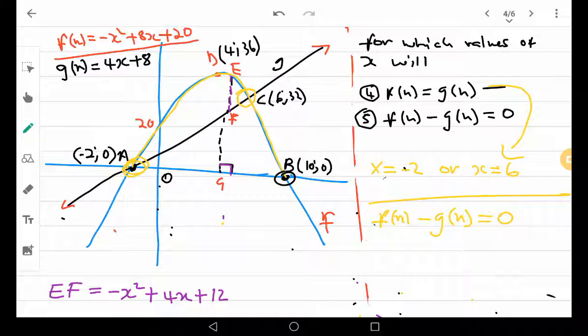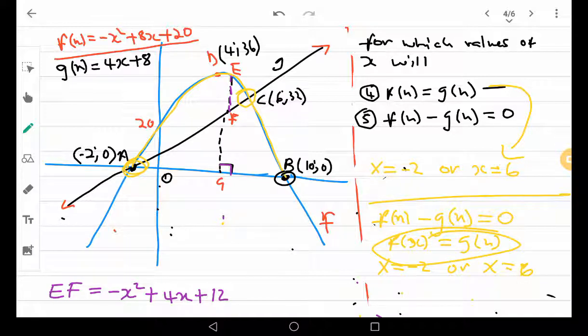This is the general formula that we use to find the distance between two graphs. If we get f of x minus g of x, the distance between them is 0. If the distance between them is 0, they are intersecting. Because the intersection is going to be the same answer as x equals -2 or x equals 6, as for f of x equals g of x. That's all, because they are intersecting.